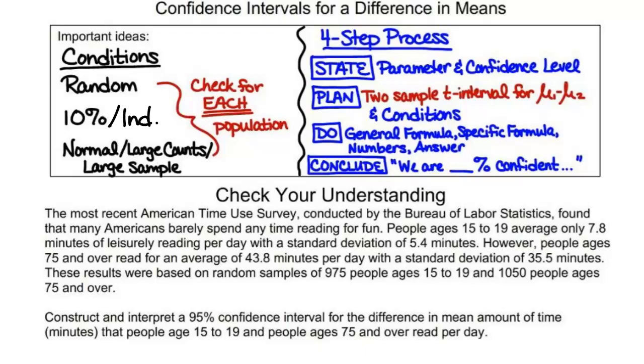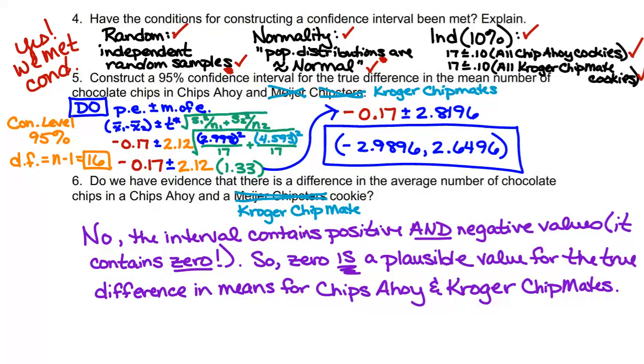And then conclude, we are 95% confident that, what would we say on ours? The true difference in means of chocolate chips between Chips Ahoy and Kroger Chipmates.